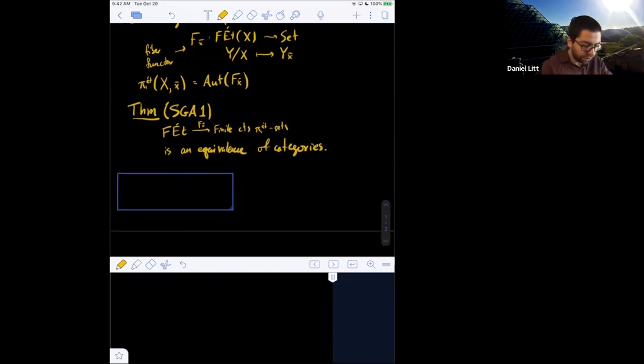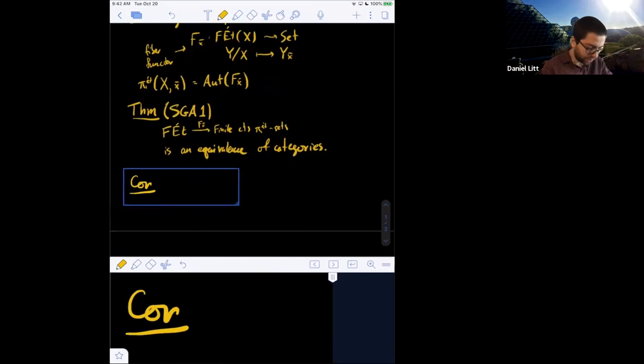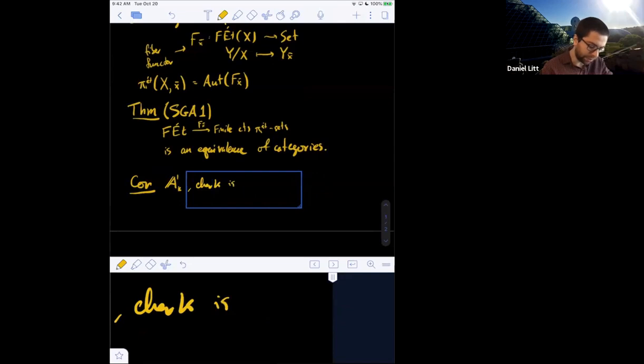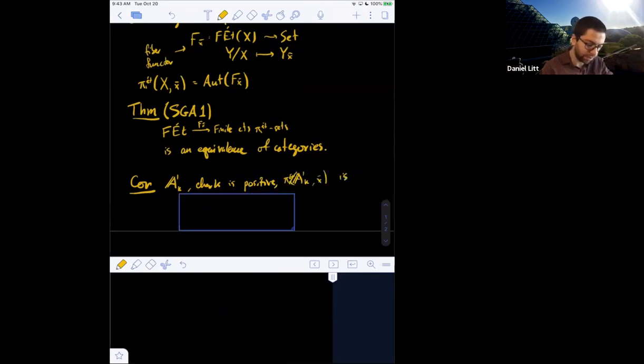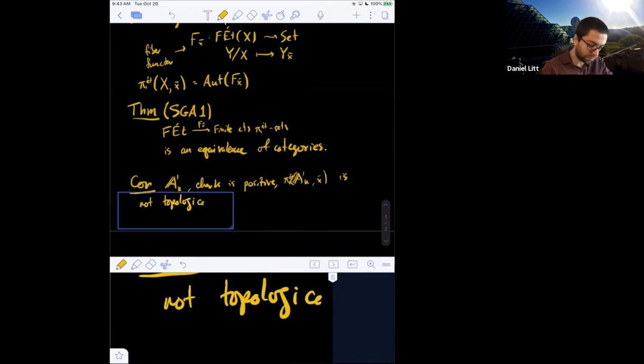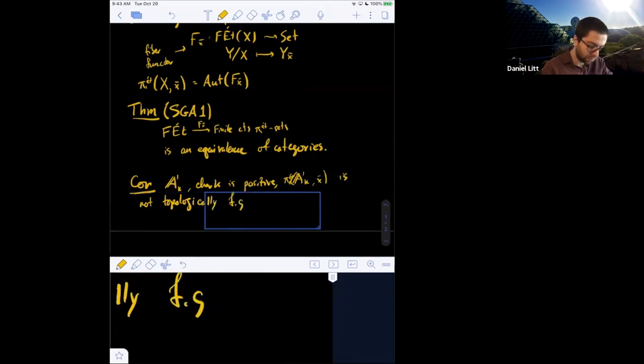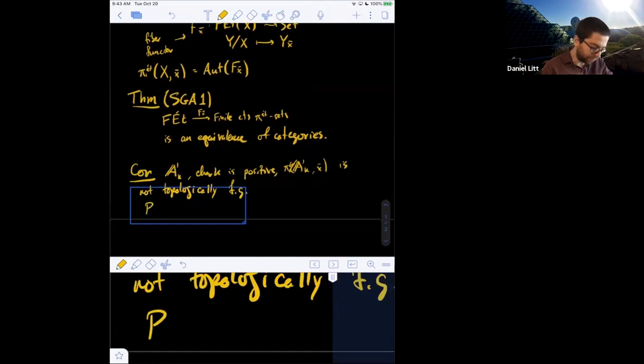Okay, so with that, I want to deduce a corollary, which I sketched the proof of last time. The corollary is that if we take A1 over K, where the characteristic of K is positive, then pi1 étale of A1 over K at x bar, for any choice of x bar, is not topologically finitely generated. And we began the proof last time.